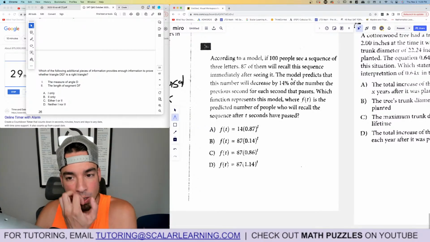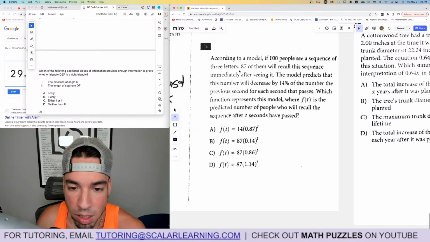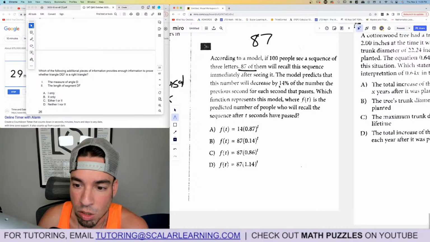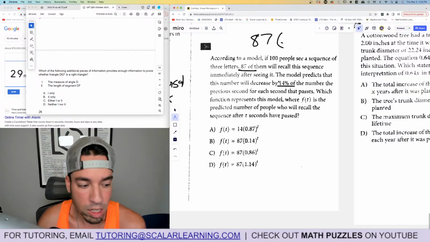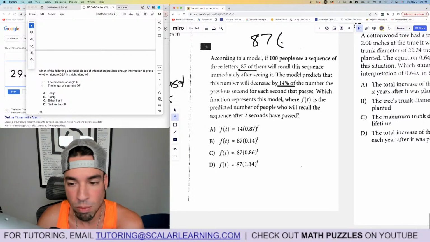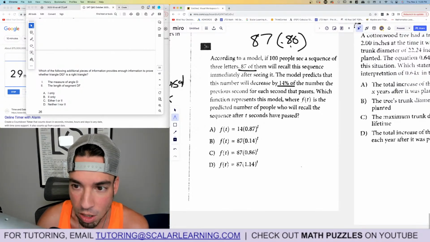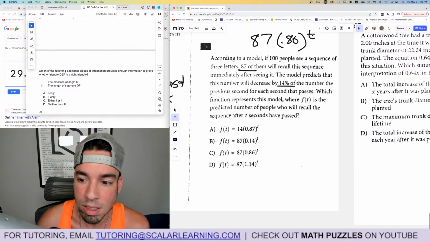All right, according to the model, if 100 people see a sequence of 3 letters, 87 of them will recall the sequence. The model predicts that the number will decrease by 14% of the number the previous year. So a decrease of 14% means we subtract 14% from 100, and that's 0.86. I'm just thinking about my exponential equation: initial value times 0.86 to the t power. Which function represents this model where f of t is the predicted number of people who recall the sequence?